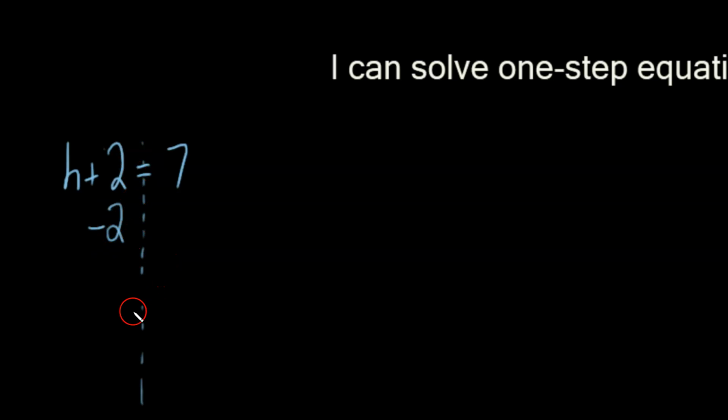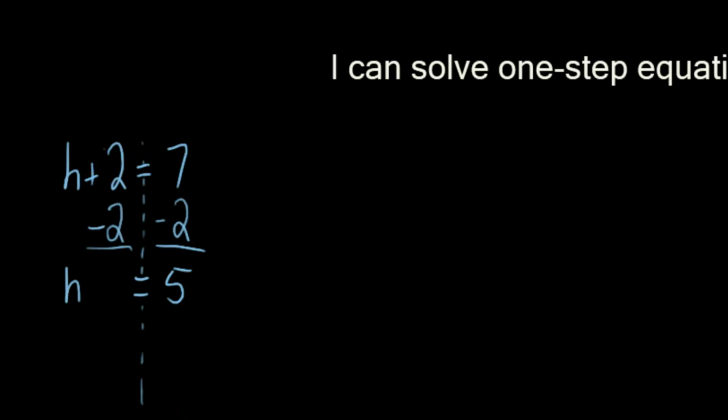So think of this line as something that you need to keep even. If you do something on the left side of this line, you also need to do it on the right side. So if we subtract 2 over here, then we need to subtract 2 over here. So that gets rid of that. Okay, so h plus 2, and now we subtract 2. So 2 minus 2 is 0. So technically I could write h plus 0 right there, but the plus 0 really doesn't do anything. So let's just get rid of that. So we get h equals, and 7 minus 2 is 5. So our answer to this is going to be h equals 5.